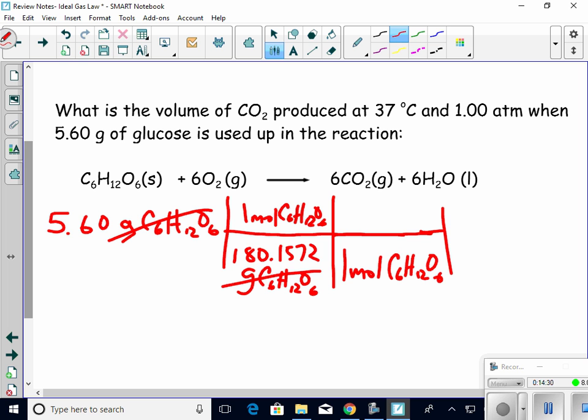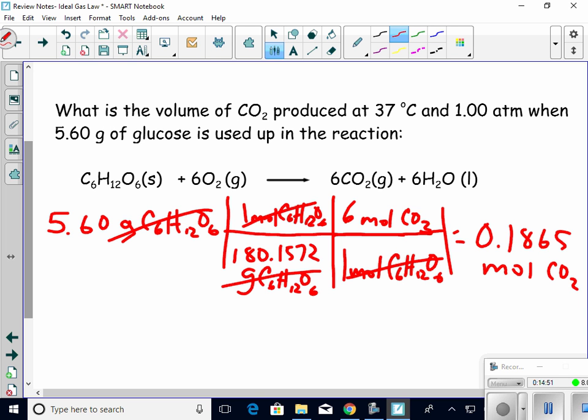My grams cancel. I find my molar ratio, and I see that 1 mole of glucose is 6 mole of CO2. Moles of glucose cancel. Now I have, when I do the math, 0.1865 mole of CO2. So I've converted this into moles of CO2.